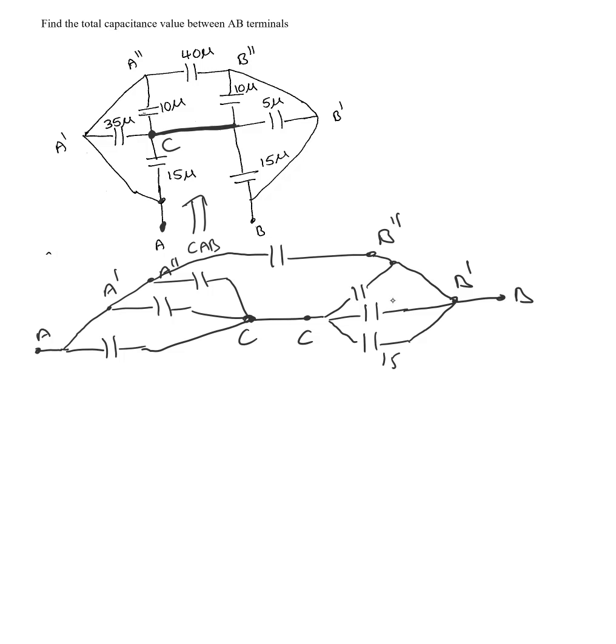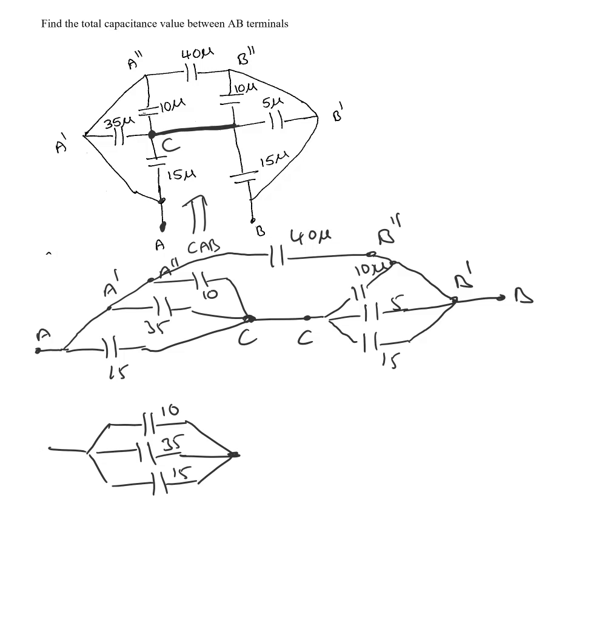So this is 15, 5. Make sure that you label them exactly how you transform the circuit. Okay, this is 15, 35 and 10. So to make it a little bit better, I'm going to redraw the circuit diagram again, so I can clearly see these three capacitors are in parallel. So this is 10, 35, 15.